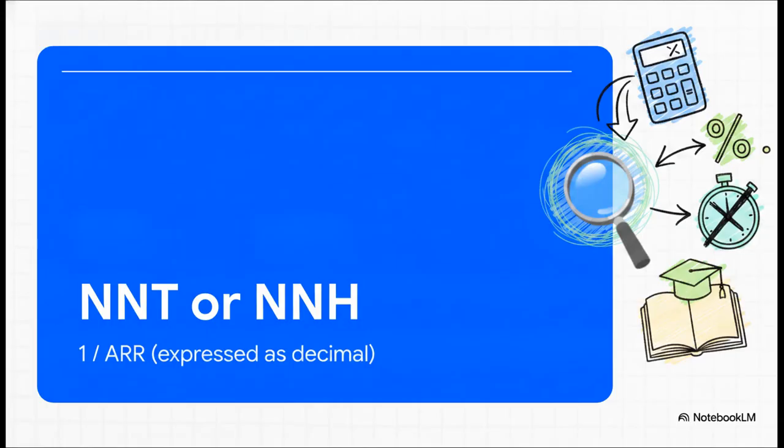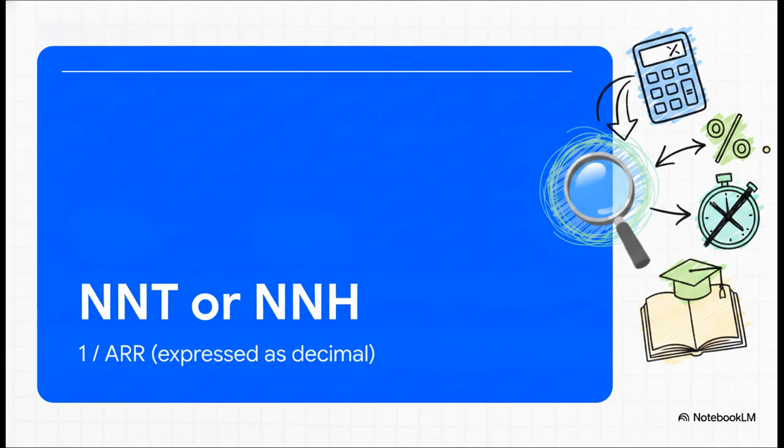All right, climb into Section 3, calculating NNT and NNH, clinical application. The crucial point here is taking that absolute risk reduction and applying it to figure out how it impacts our daily patient volume. This is where we bring the math straight into the pharmacy, introducing the number needed to treat, NNT, and the number needed to harm, NNH. The formula is beautifully simple. It's just 1 divided by the ARR.